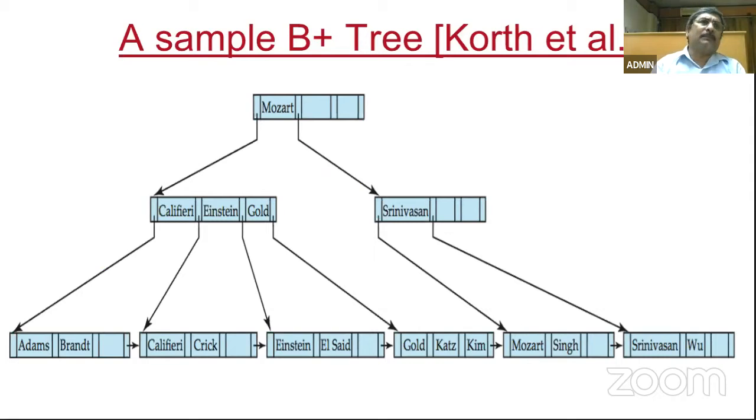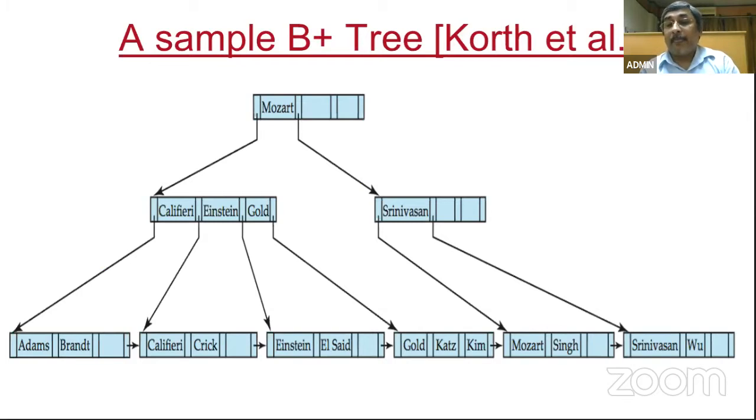Now, one may ask me, why don't I stop there? I got it. No, I didn't get it. I got the key value, but I do not know where the data for that particular record is present. I understand the record is there, but where is the record? The record must be in a block. Where is the address of the block? So therefore, you need to go to the leaf. You have to go to the leaf.